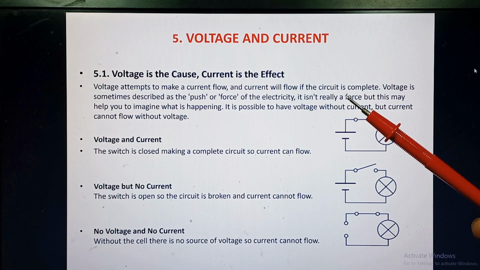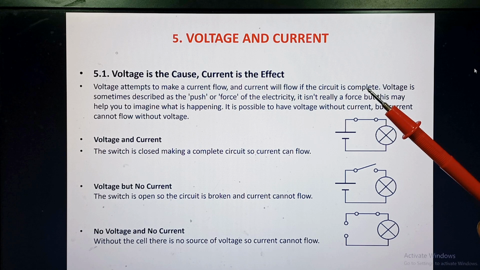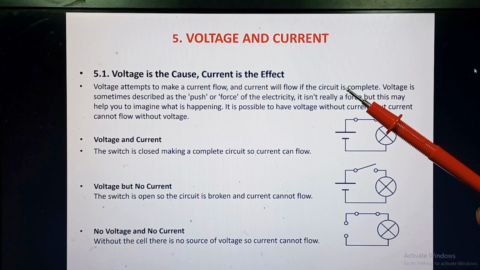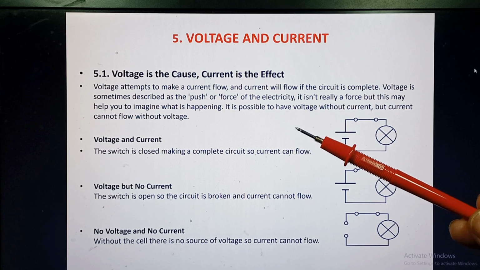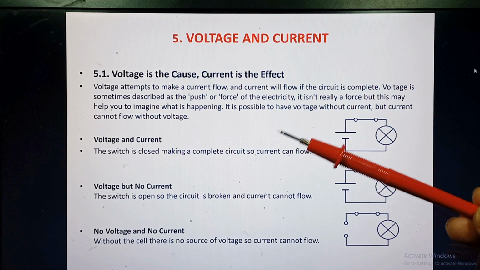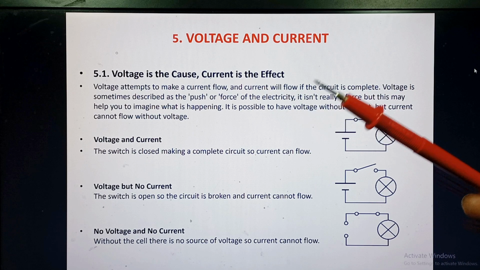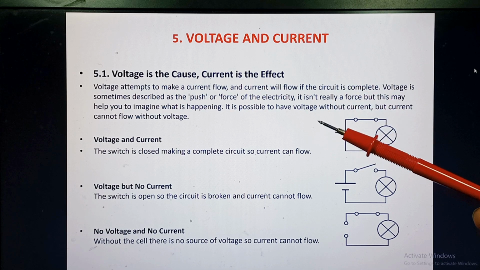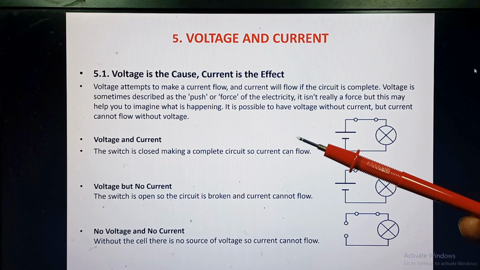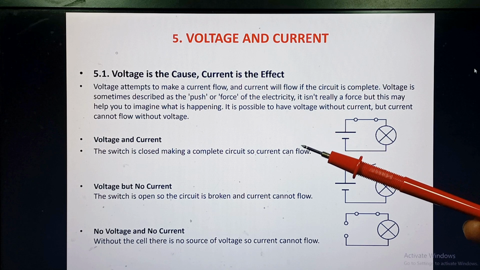Now I'll give you a comparison between current and voltage. Current is the effect. It cannot flow without voltage. Voltage is the cause which produces current. Voltage can exist without current. The unit of current is called ampere, whereas the unit of voltage is called volt.